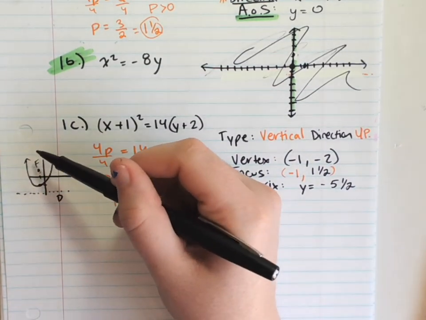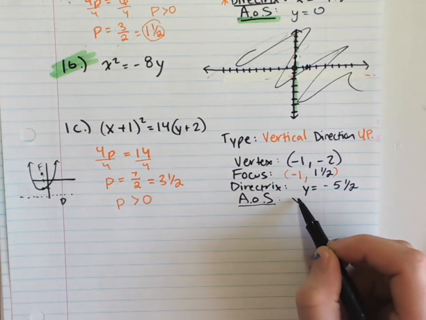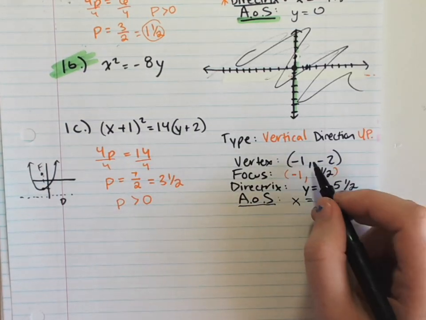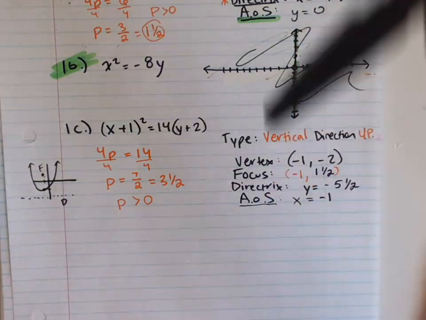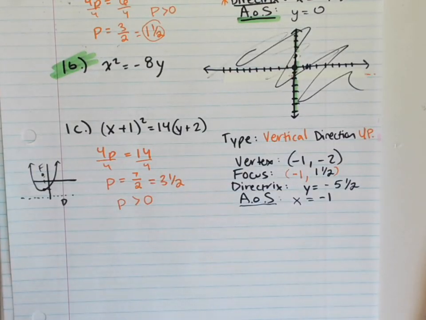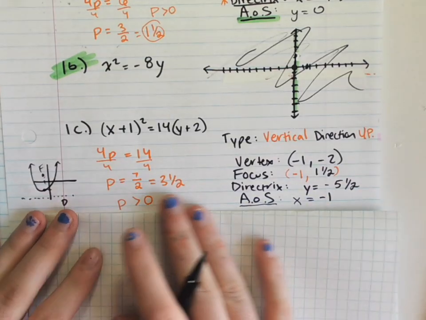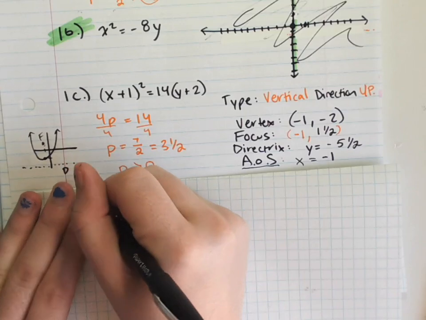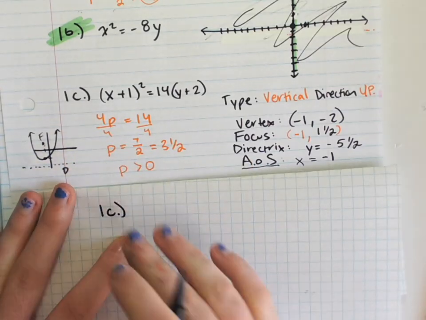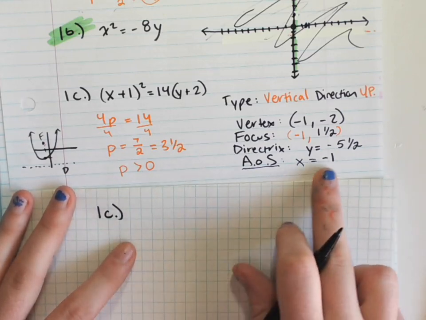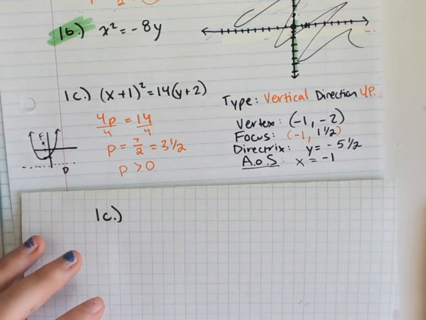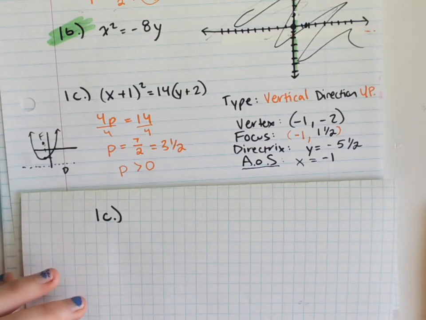Final step, axis of symmetry goes right through. It's going to be x equals whatever our h was, which was negative 1. Cool. Let us graph that. Okay, 1c. We are going to need a negative 5 and a highest point of like 2.